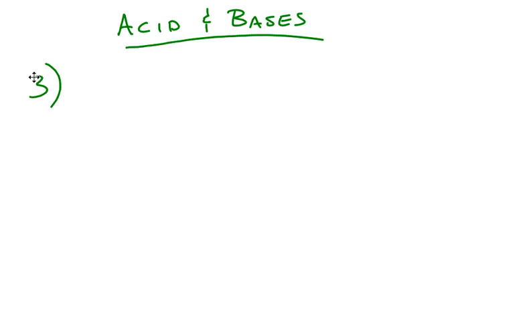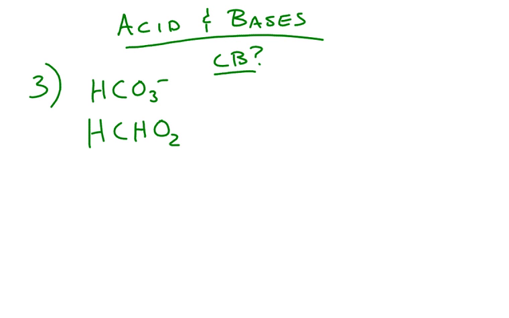So it says, what is the conjugate base of the bicarbonate ion and of the formic acid? I write these out. I want to know what the conjugate bases are of those ions. What does the conjugate base look like? So what I want you to do is think about what that means.